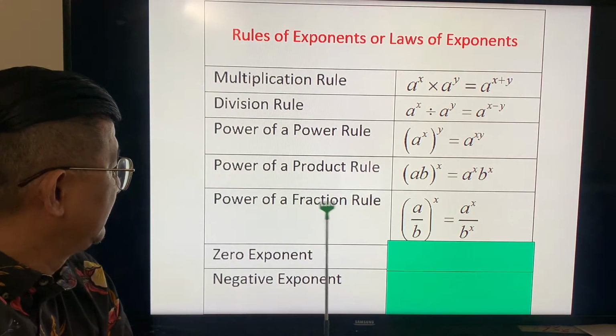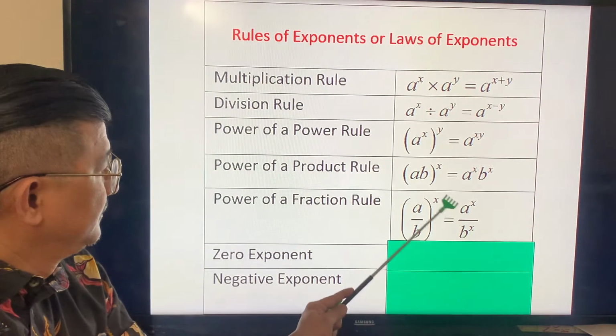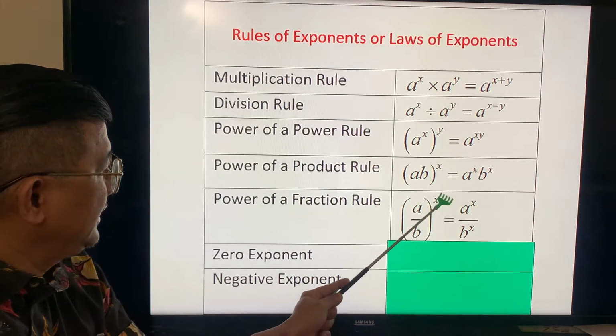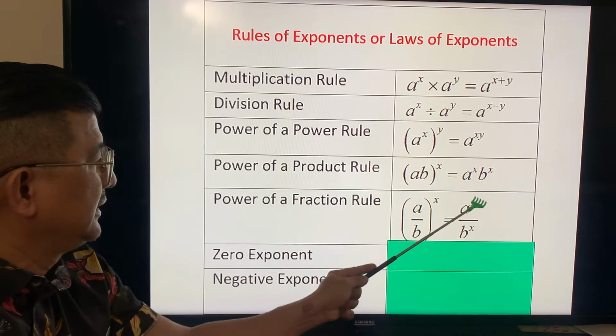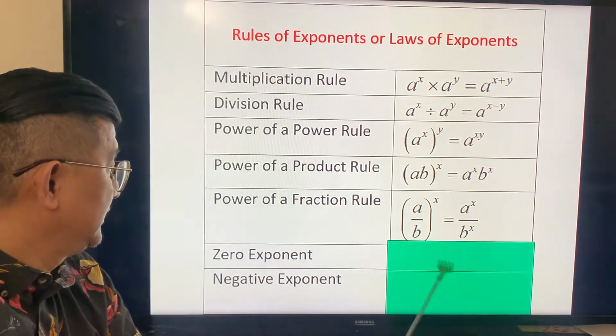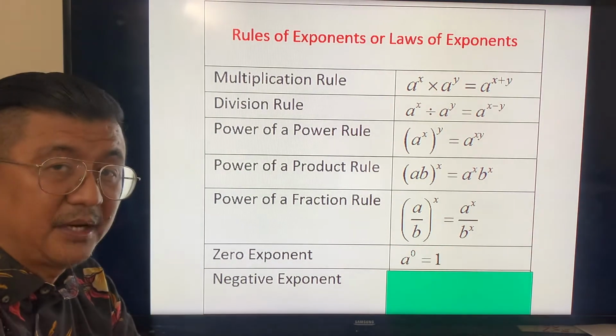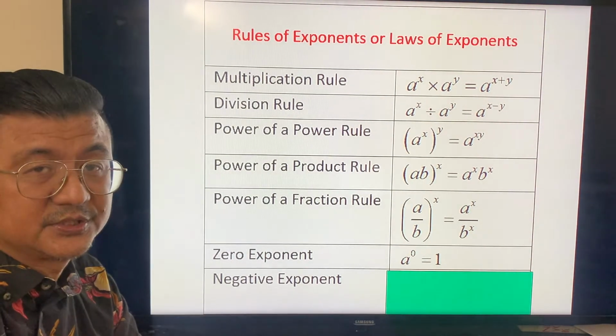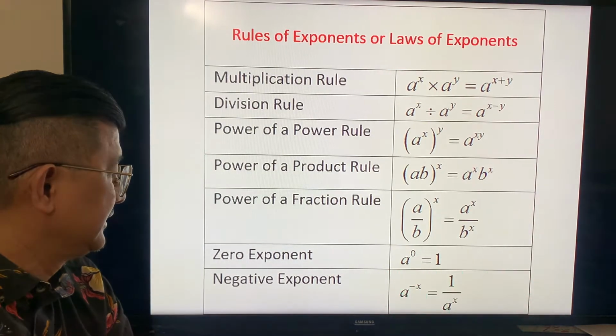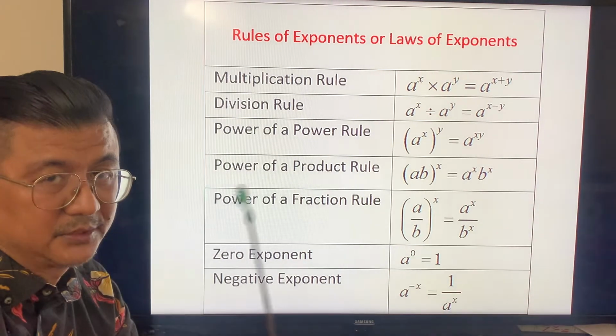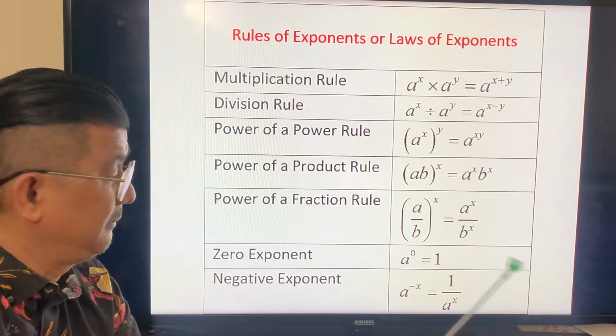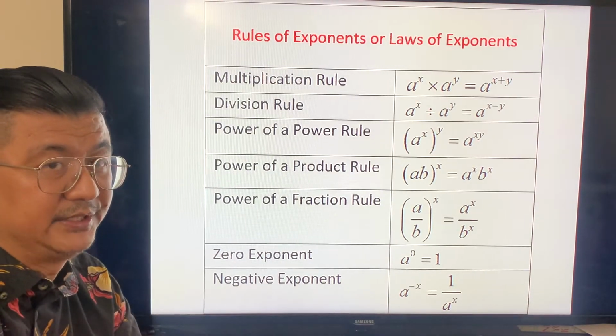And there is also the division rule. This is distributed to A, and this is also distributed to B. We also studied the zero exponent. Anything to the zero power is 1. And today we will study the negative exponent. This looks weird, but we will shed some light about the meaning of a negative exponent.